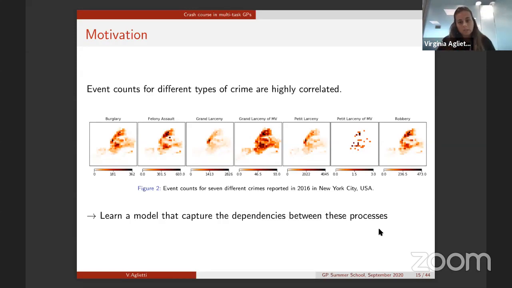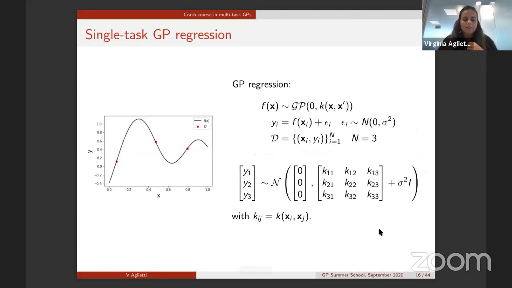This is a positive correlation, but you might also have negative correlation or spatial segregation, as Diggle calls it, in the case of bovine tuberculosis events, but we will see it later. Right, so let's stop for a second and look at what I mean by multitask GP models.